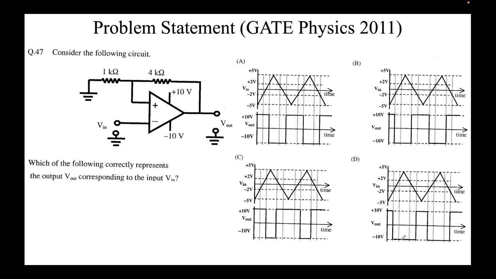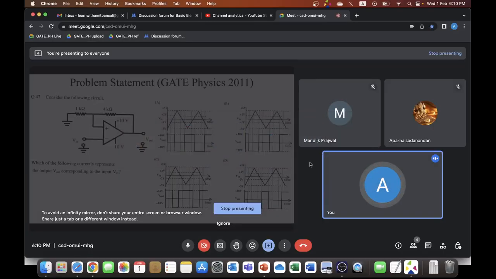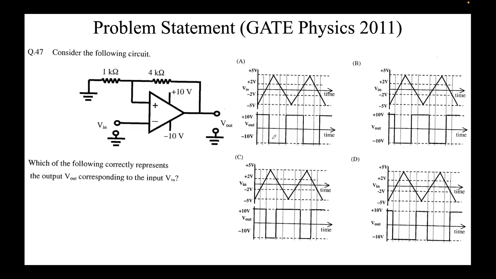So this is a circuit that we had. You can see the circuit diagram in the question. What we have over here is this op-amp, and the input is given over the inverting terminal, and we need to find the waveform for the output voltage for the given input voltage, the triangular input voltage waveform.